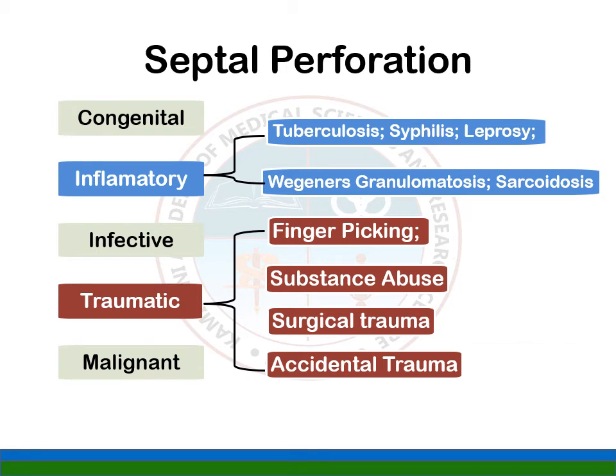Tuberculosis can be anywhere in the nasal cavity, nostrils. Syphilis is known for perforation in the bony part of the septum. Leprosy again, on the skin and the hair bearing area. Apart from all this, there are also specific granulomatous diseases, something like Wegener's granulomatosis or sarcoidosis, which are more common causes of septal perforation.